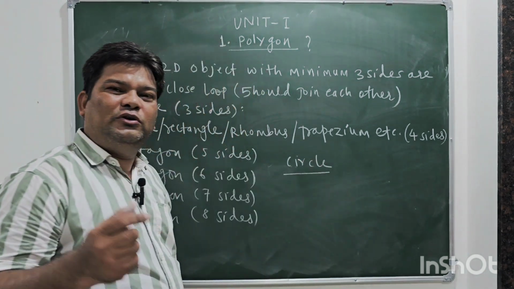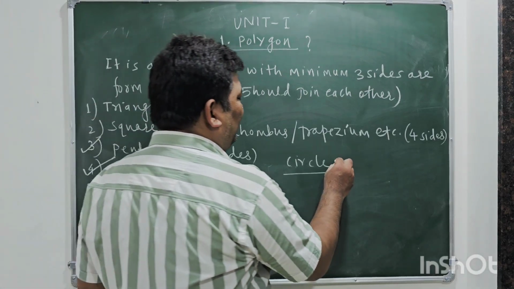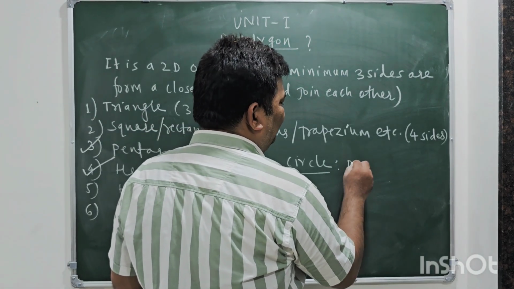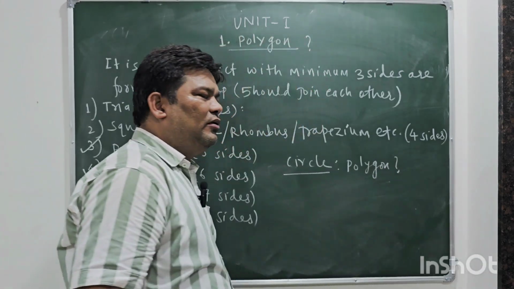Okay. So this all comes under the polygon, but there is one shape missing, that is the circle. Because a circle is also a two-dimensional object and it's a plane. But why is it not a polygon? Why not a polygon?